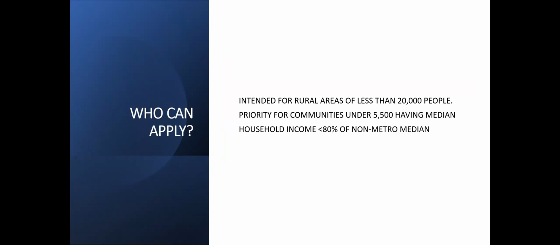Now, the program is intended for rural areas of less than 20,000 people. And within that group, there's a priority for communities that are quite small, having a population of less than 5,500 and having a median household income 80% or lower than the non-metro median for the state of Tennessee.